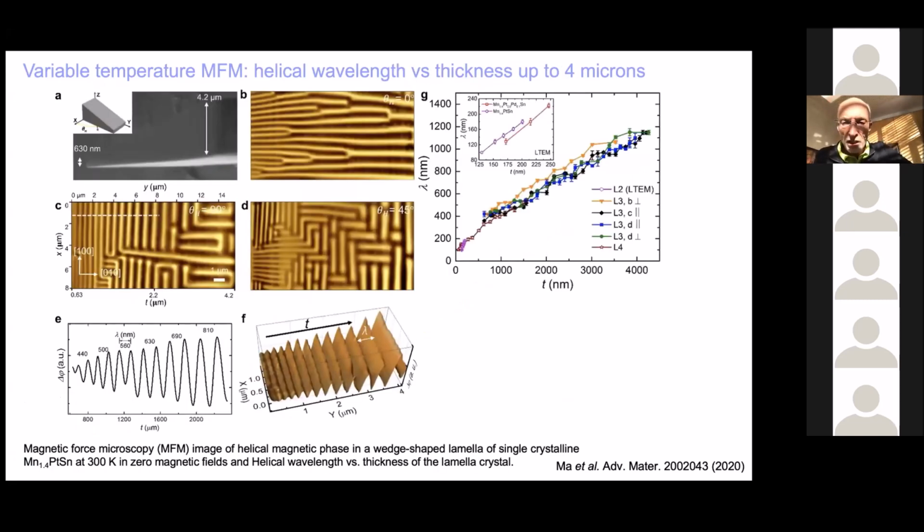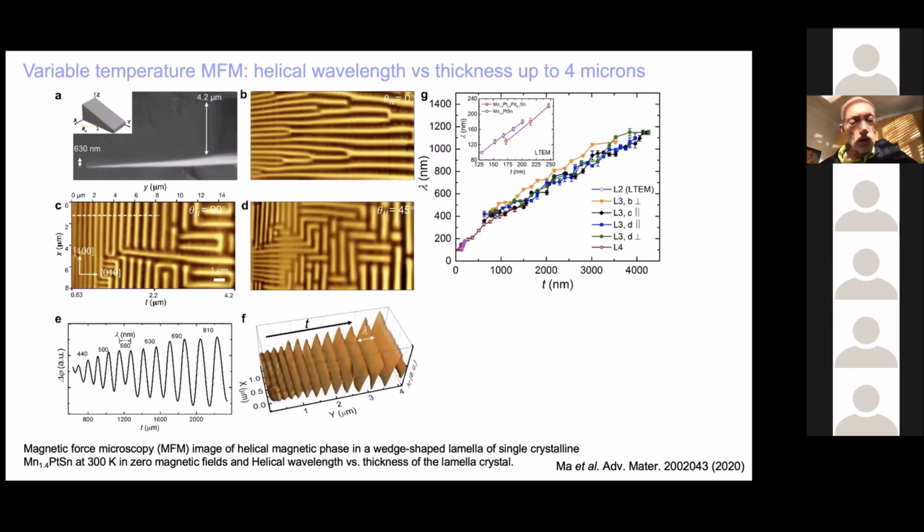And here we've gone a little bit further. We have a rectangular lamella, with thickness increasing from left to right up to 4 microns. In this case, by changing the magnetic field direction, we can set the helix so that the helical direction is perpendicular to this rectangularly shaped lamella, or rather along the length of this rectangle, or we can set it so that we have both types of helical domains present. And again, you can see very clearly they're oriented along two perpendicular directions.